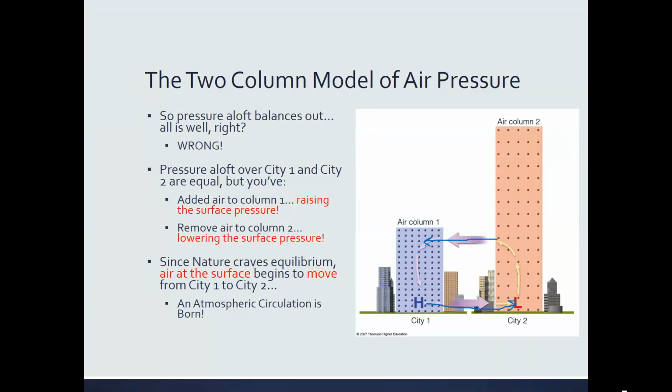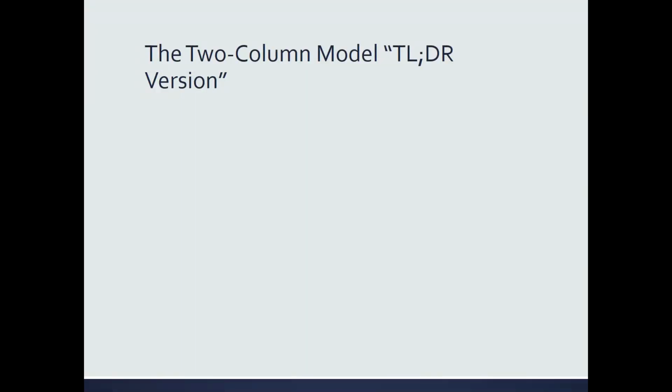It all occurs due to uneven heating of the earth. That's so crazy to think about. Uneven heating of the earth creates wind. Well, here's the TLDR version of this, because there's a lot of stuff I just talked about. So this is just a summary of it, and it's summed up into 6 steps.